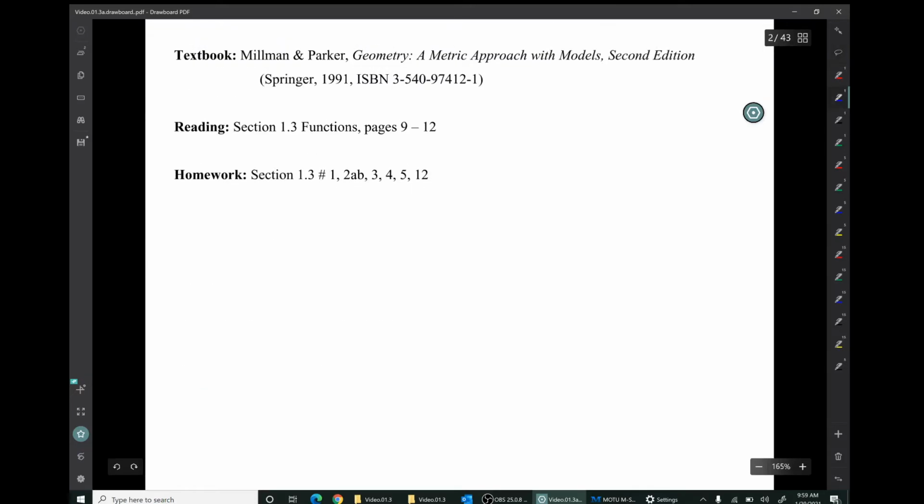This material is from section 1.3 of our book, more specifically just pages 9 through 12. These 6 homework exercises are relevant to this video.